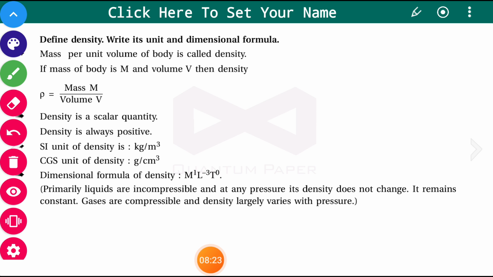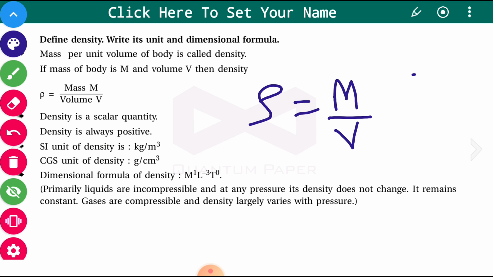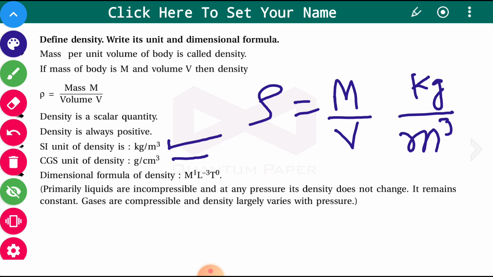Okay, now we talk about density. Density we have already discussed in some of the earlier chapters. Density is nothing but mass upon volume, or the ratio of mass to volume. It is denoted by rho. So rho is equal to mass upon volume. Mass is measured in kilogram, and volume has its SI unit meter cube. So its unit is kilogram per meter cube, and the CGS unit is gram per centimeter cube. The dimensional formula is M^1 L^-3 T^0.